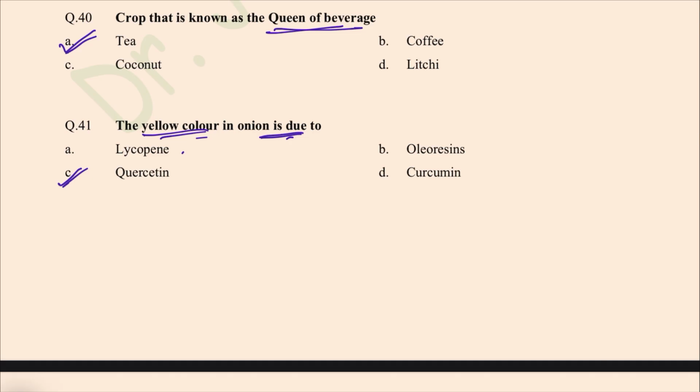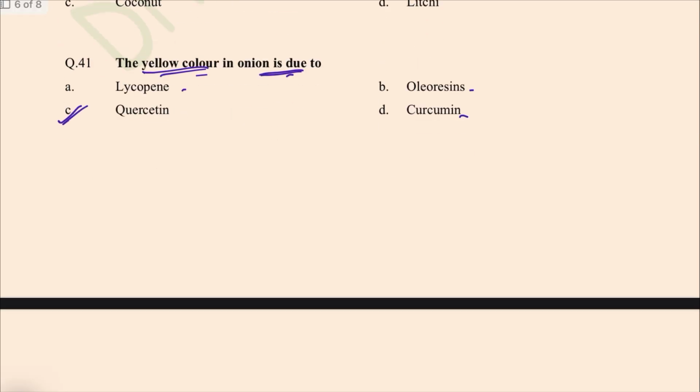Lycopene is found in tomato and watermelon as well. Oleoresin is a natural spice extract for flavor and color. Curcumin is found in turmeric. Okay. Question from here: the red-purple color in red onion is due to anthocyanin. The pungent smell of onion is primarily due to allyl propyl disulfide.